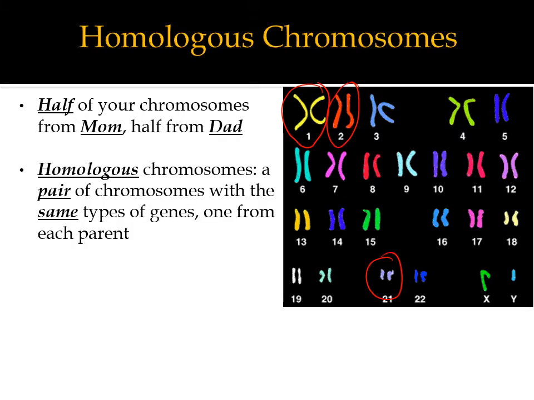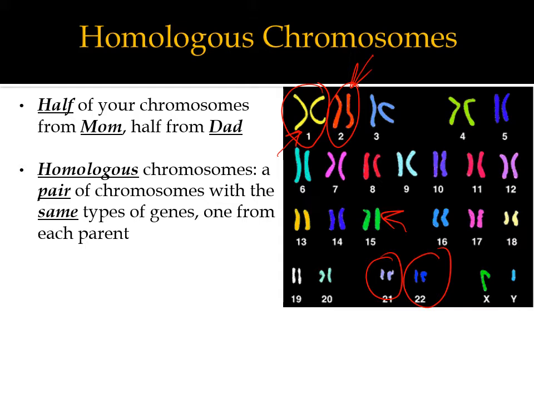And we now call these homologous chromosomes, or homologous pairs. This term just means that both mom and dad each give us a copy of every chromosome. So we now have 2 copies of chromosome 1, one from mom, one from dad, 2 copies of chromosome 2, one from mom, one from dad, 2 copies of chromosome 15, one from mom, one from dad, and so on, all the way up to chromosome 22.